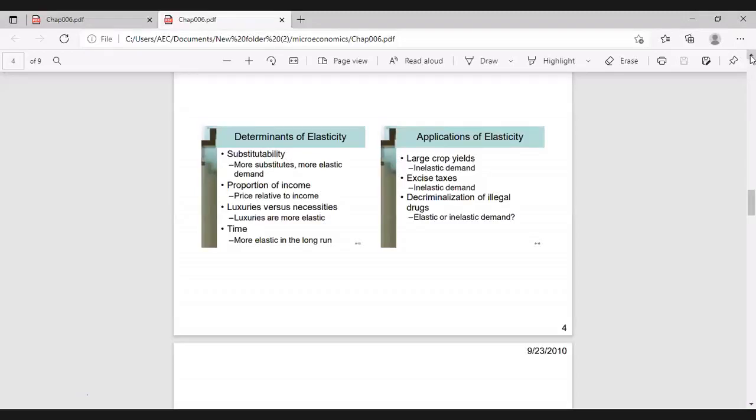So with a large crop yield, we can expect the price will go down. So the farmers and the government may use this: if we know the elasticity of the product, they know what will happen to the price if there is a large crop yield. And excise tax. So this is useful for the government.